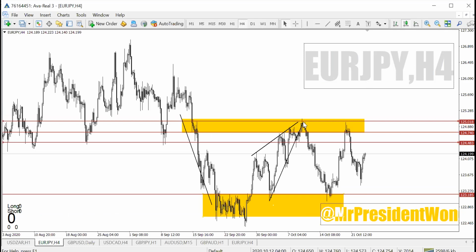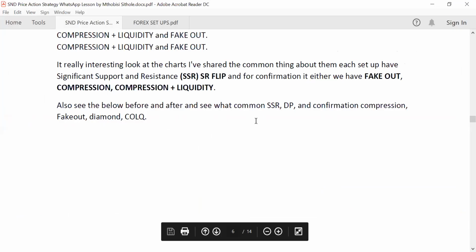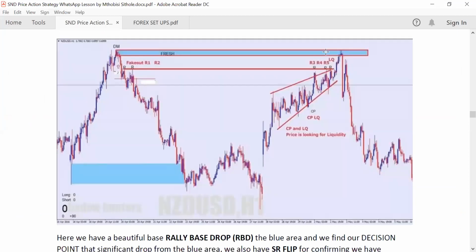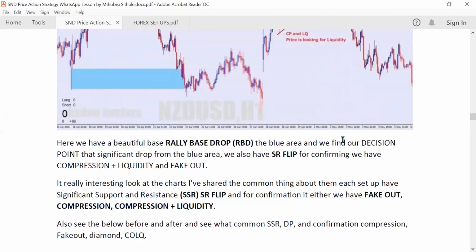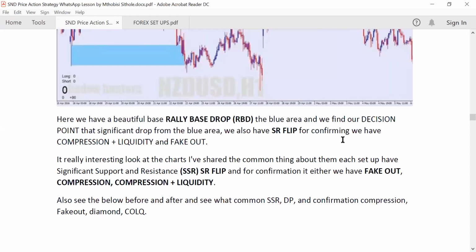But this session was based on what Umtogos was sharing on the group. So obviously, if you look at this one, there was a compression, there was a resistance, and then there was a supply zone, and then the price drop, which is almost the same as what you see bigger on the other one, with a beautiful rally base drop, and then we find our decision point.